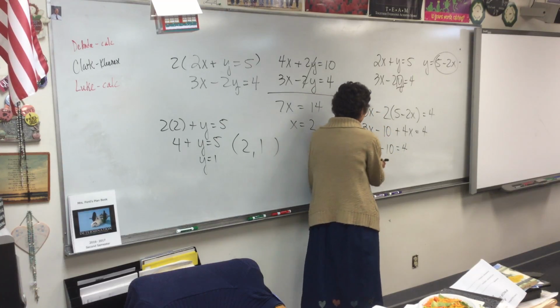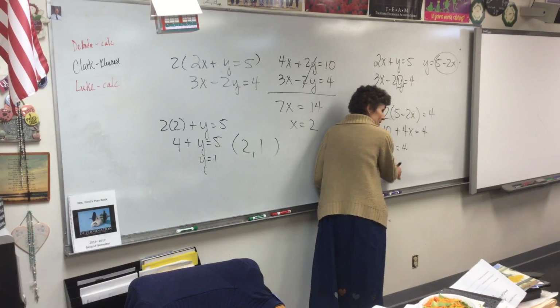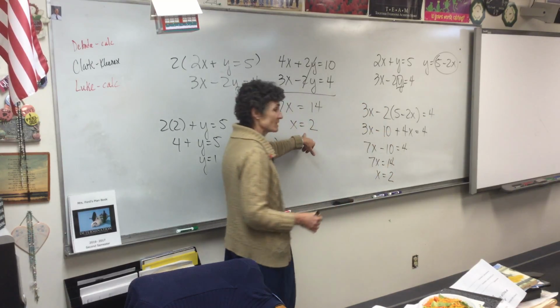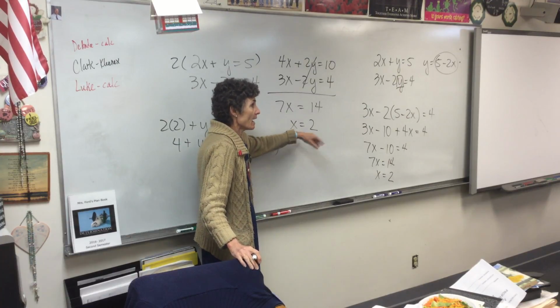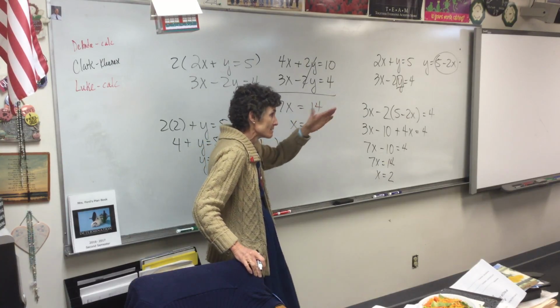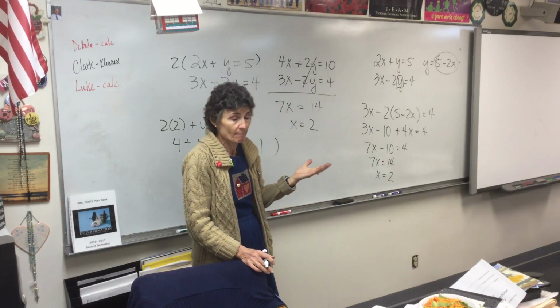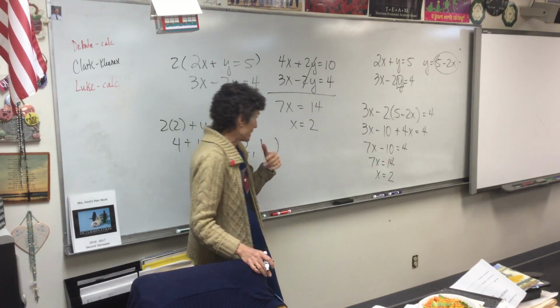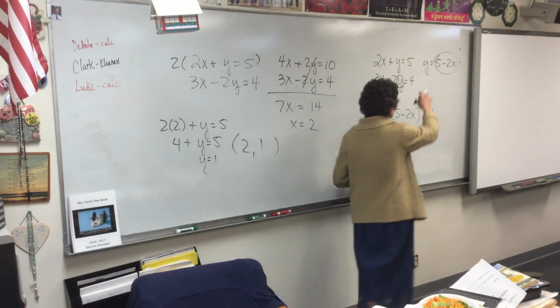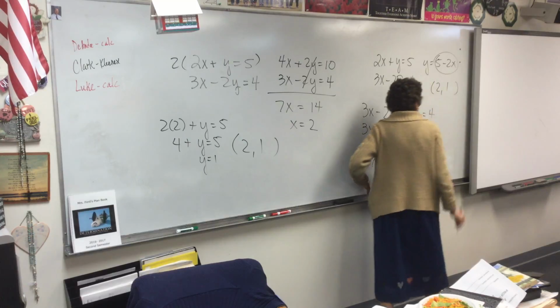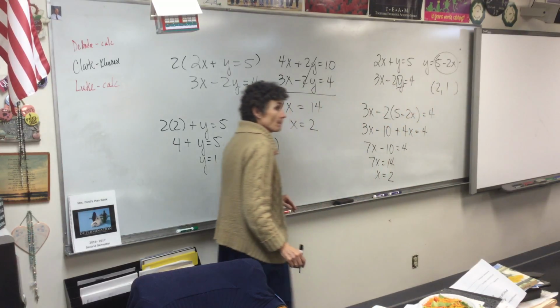Look what's going to happen. 7x equals 14 and x equals 2. Did we expect that to happen? Yeah, there's only one answer, and it doesn't matter how you do it. You're going to get that answer unless you mess up. And then you take that 2 and plug it back in wherever you want. It's easy right here, and you get 1.